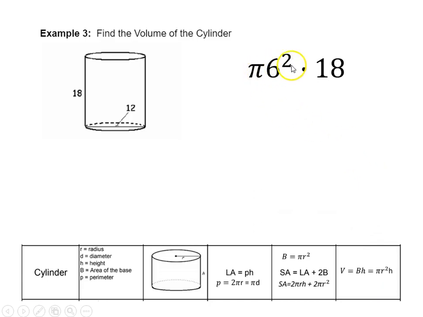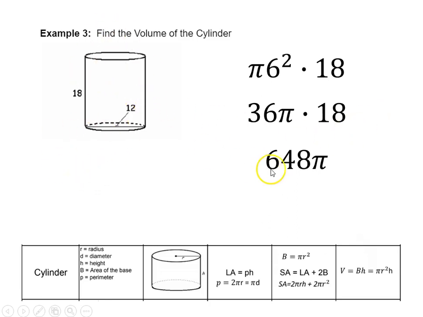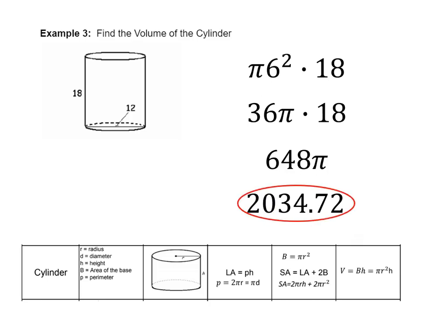So pi times 6 squared times 18, we do the exponents first. 6 squared is 36. We have 36 times pi times 18. Now I can multiply the 36 and the 18, which gives us 648. The exact volume of this cylinder is 648 pi. If I want a decimal approximation, I can change pi to 3.14, and I do 648 times 3.14, which gives us 2,034.72. So that would be the volume of this cylinder as a decimal approximation.